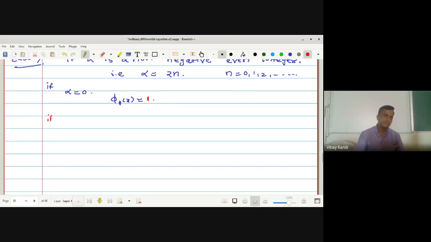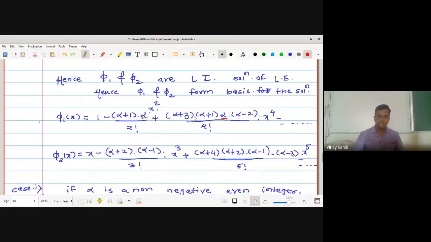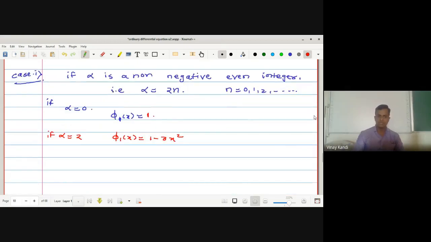Now if alpha is equal to 2, here we get phi 1 of x is equal to 1 minus 3x square. How? Look at here. If alpha is equal to 2, then 3 into 2 is 6, so these two get cancelled. 1 minus 3x square. Okay, and this term is 0, and all the terms after it are 0.